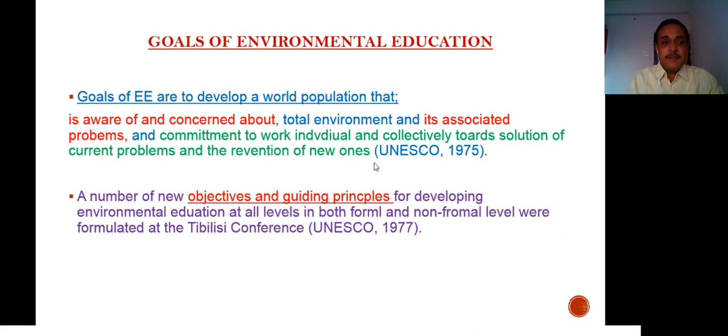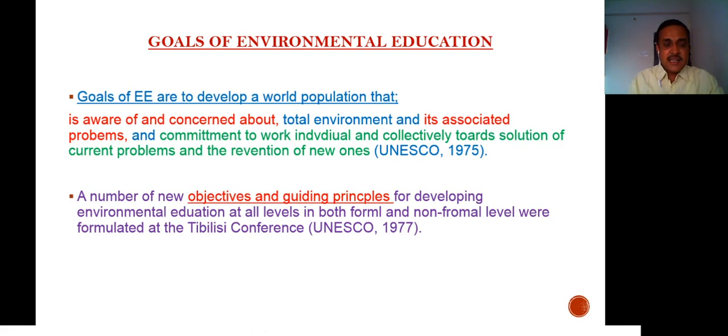Besides deciding the goals of environmental education, there are a number of objectives and guiding principles for developing environmental education at all levels, both formal and non-formal. In our next lecture, we are going to study the difference between formal and non-formal environmental education, and the different modes involved in them. These guiding principles and objectives were formulated at the Belgrade conference, which was held in 1977.